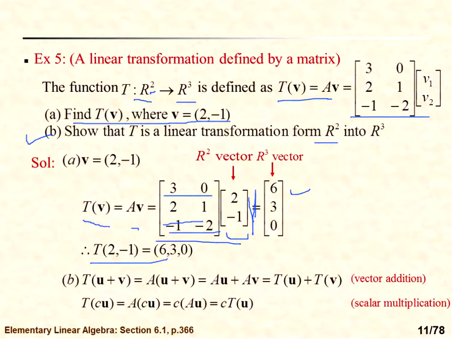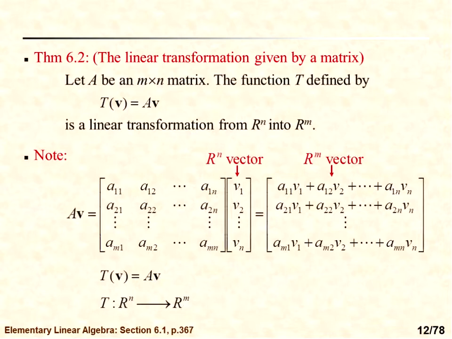And the second question is show that T is a linear transformation from R square to R cube. So here the question is T is a linear transformation. We have to show that. To show the linear transformation we have two conditions. First condition, we have to show addition, and the second condition, we have to show scalar multiplication. If these two conditions are satisfied, then we say that it is a linear transformation.